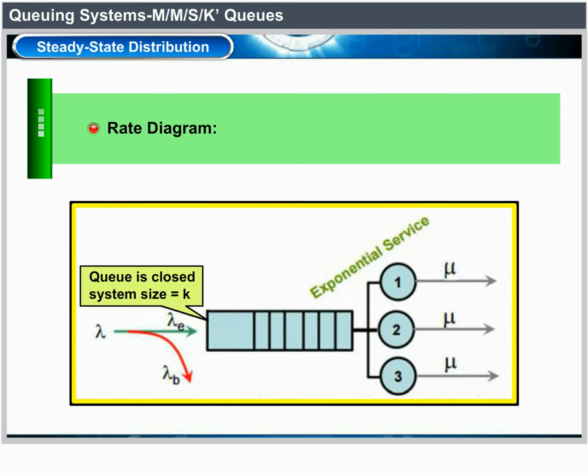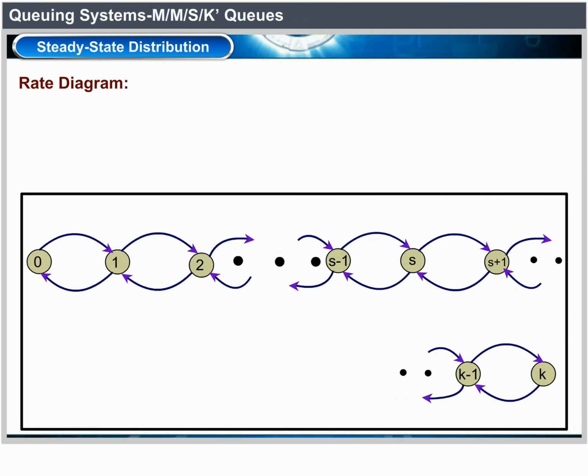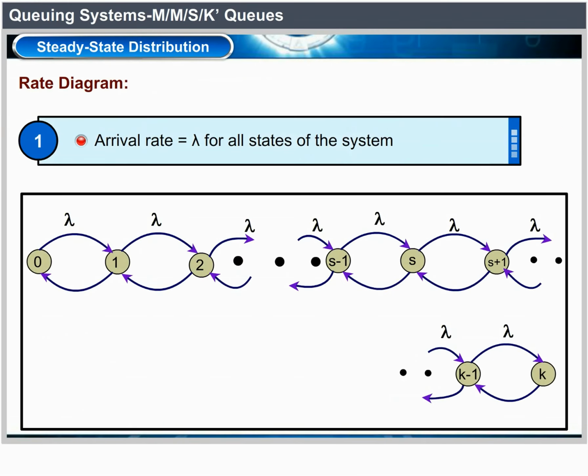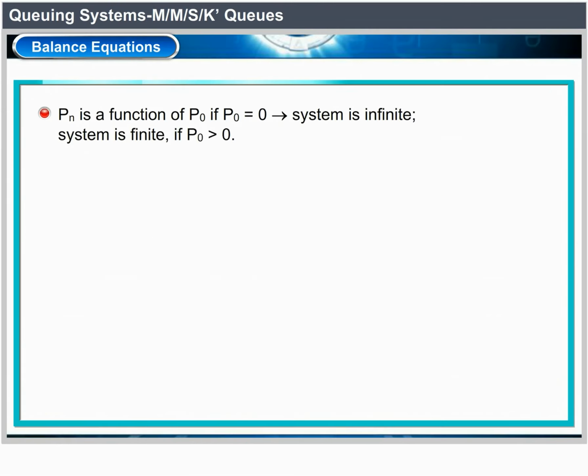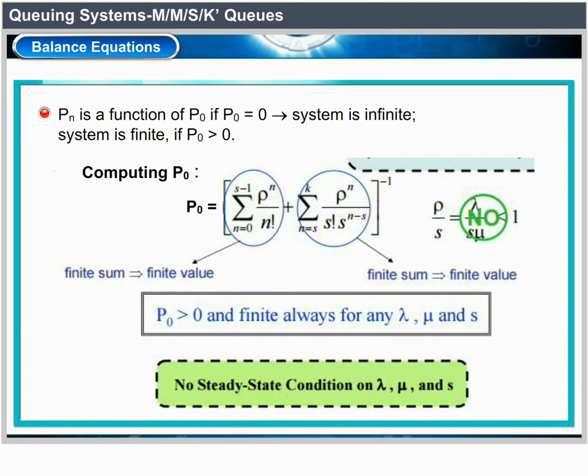Rate diagram. Arrival rate is equal to lambda for all states of the system. Service rate is equal to n mu if n less than or equal to S. Service rate is equal to S mu if S less than n less than or equal to K. P_n is a function of P_0. If P_0 is equal to 0, system is infinite. System is finite if and only if P_0 greater than 0. Computing P_0 as shown. P_n formula as shown.